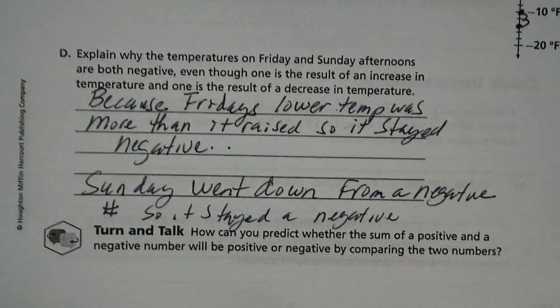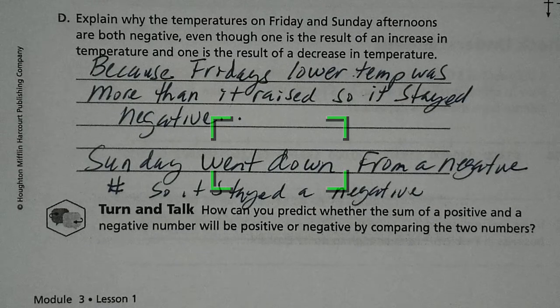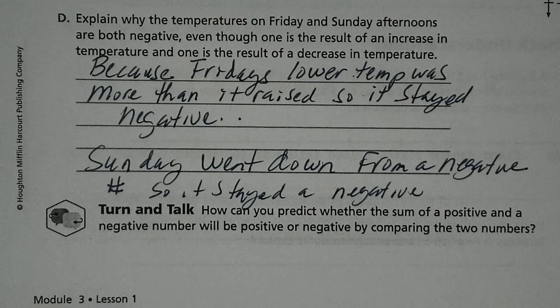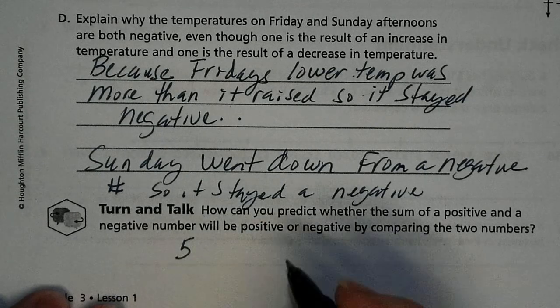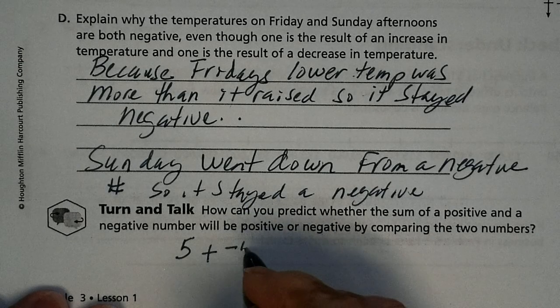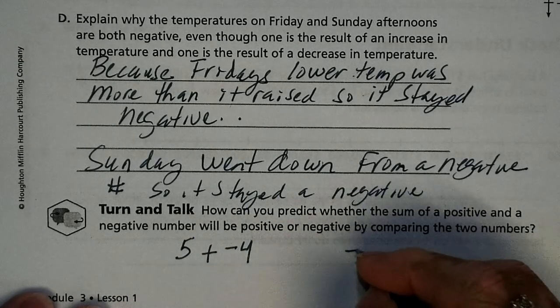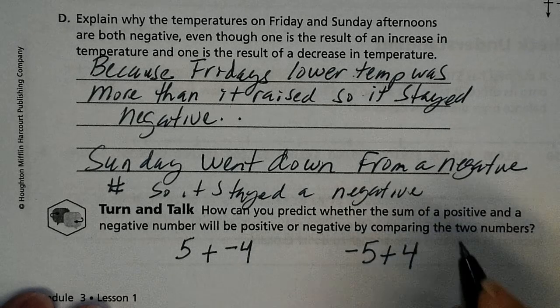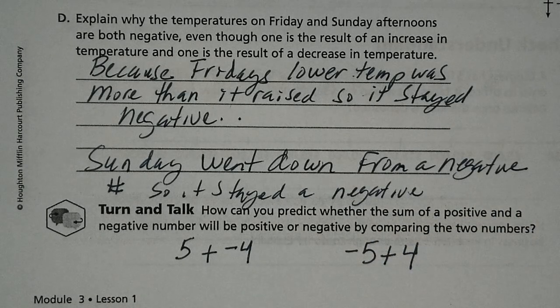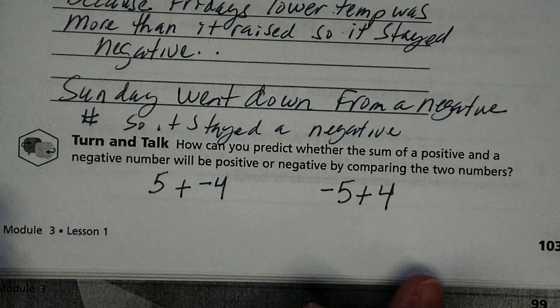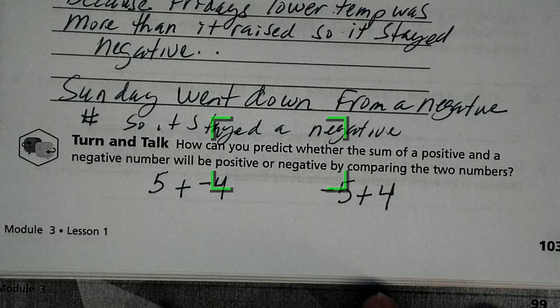All right, so it says, can you predict whether the sum of a positive and a negative number will be positive or negative by comparing the two numbers? So if I had 5 plus -4, or if I had -5 plus 4, how can we predict what's going to be a negative or a positive without even using a number line? We just see which one is bigger. Like the number, just don't pay attention to the symbols.